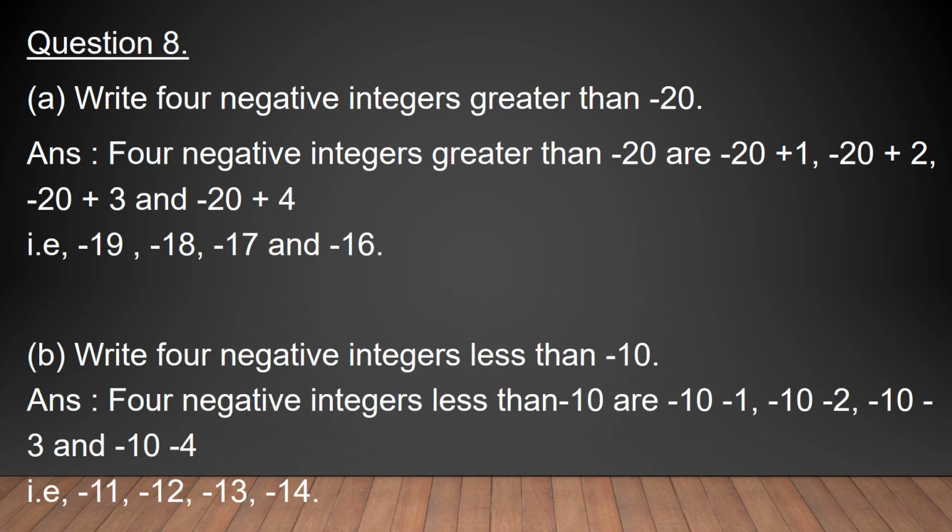Next part is write 4 negative integers less than minus 10. Here you have to subtract 1 every time. 4 negative integers less than minus 10 are minus 10 minus 1, minus 10 minus 2, minus 10 minus 3 and minus 10 minus 4. That is minus 11, minus 12, minus 13 and minus 14.